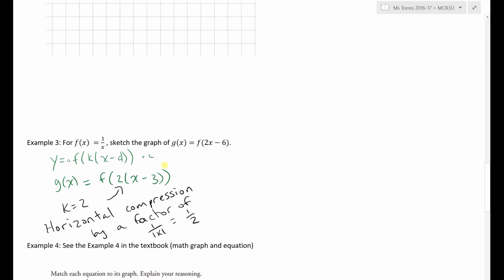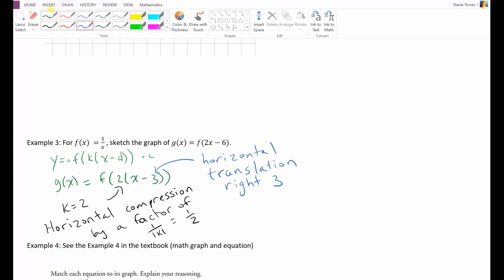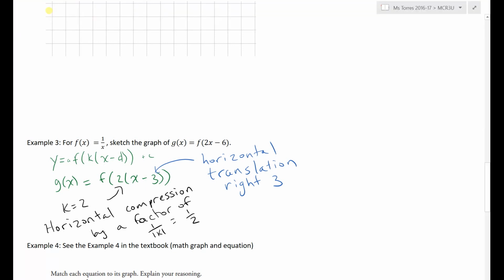And our other transformation is a horizontal translation, and negative 3 tells us it's to the right 3. So now let's graph it. It'd be easier to do with some graph paper.